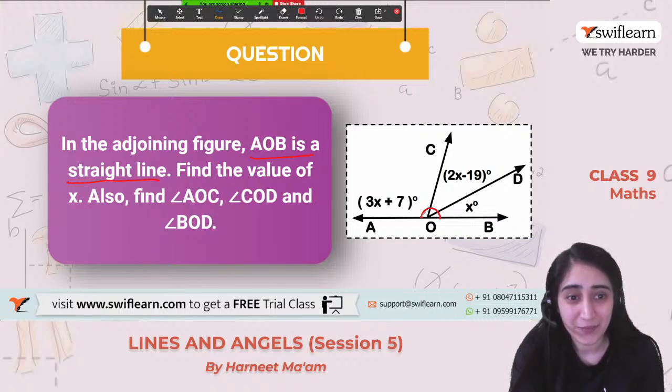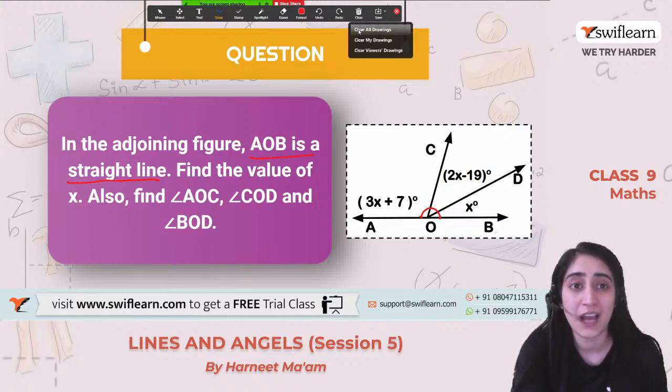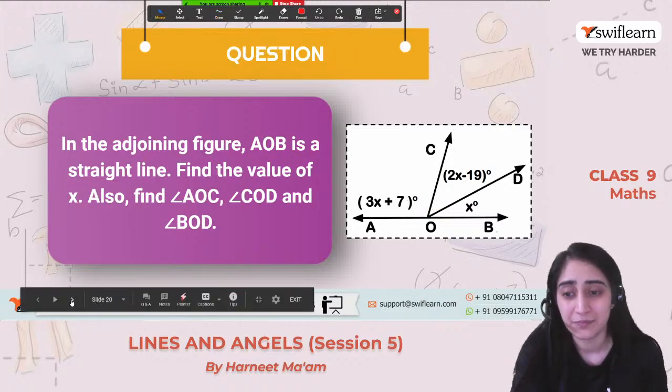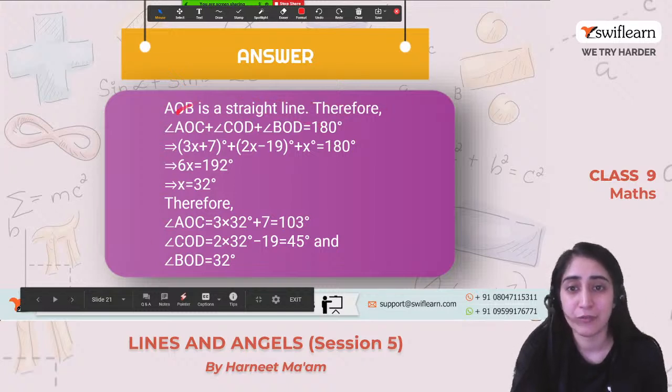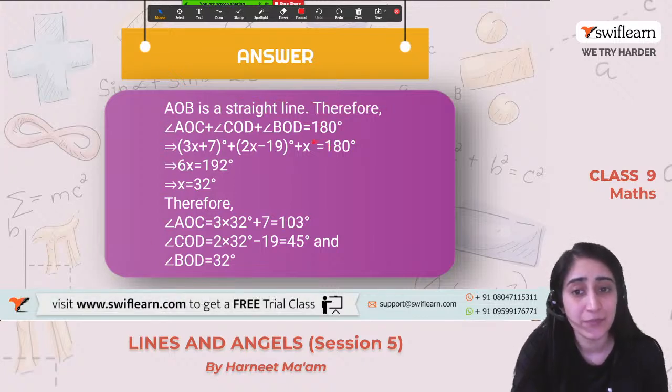180 degrees, right? So we'll say x plus 2x minus 19 plus 3x plus 7 will be equal to 180 degrees. That's it. So it's a straight line. Therefore, all the angles sum will be 180 degrees. So 3x plus 2x, 5x, plus 1x, 6x. Now on solving, 7 minus 19 will go to the other side, adding it to 180 degrees will come out to be 192 degrees. On solving, dividing it by 6, the value of x comes out to be 32 degrees.